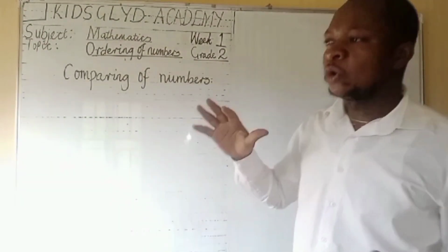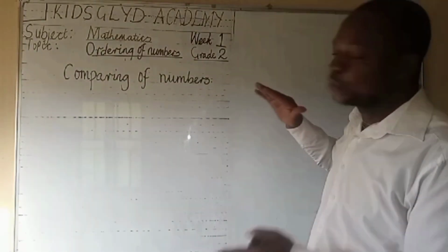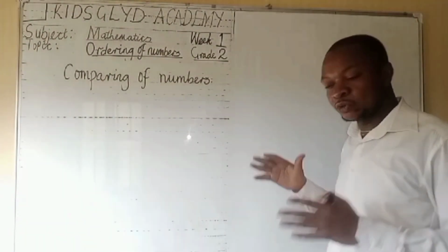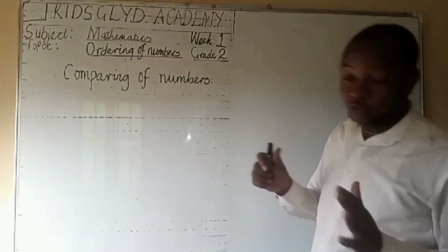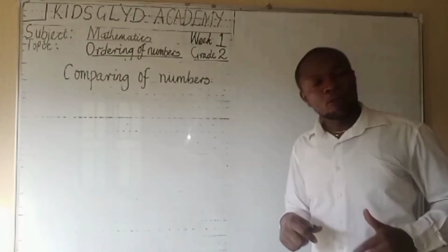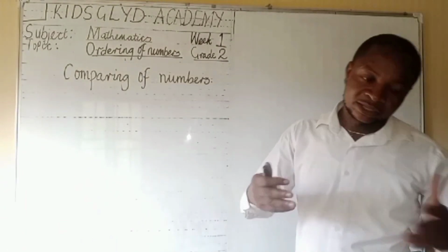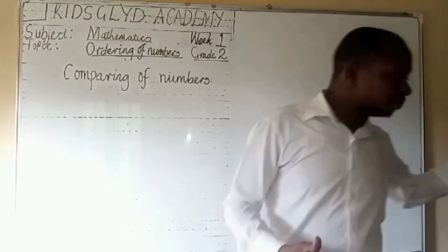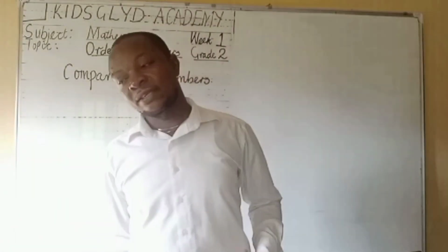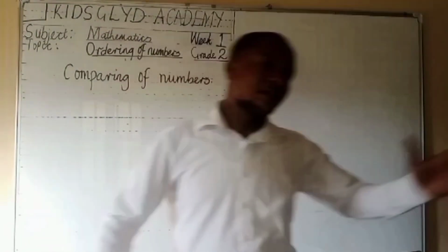You check between them which of them is supposed to come first, which of them is supposed to come last, or anyhow you want to place them. So we order numbers by comparing them. You either start from the biggest to the smallest, or from the smallest to the biggest.